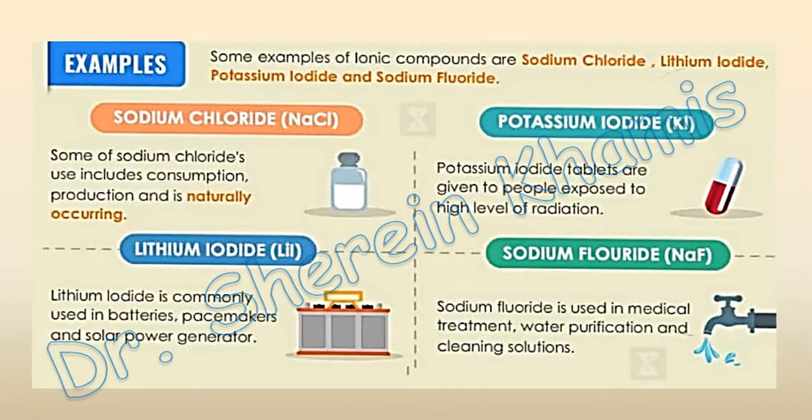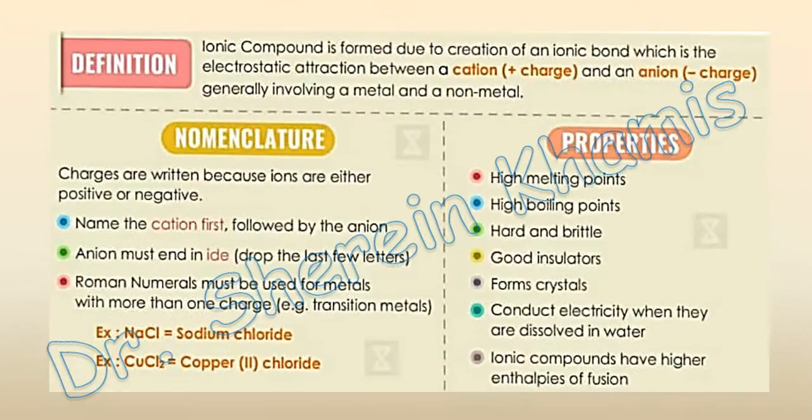We have examples of ionic compounds. I collected some examples and uses for you, for your information: sodium chloride, lithium iodide, potassium iodide, sodium fluoride. Some of these are important to our life and we use them everywhere around us.